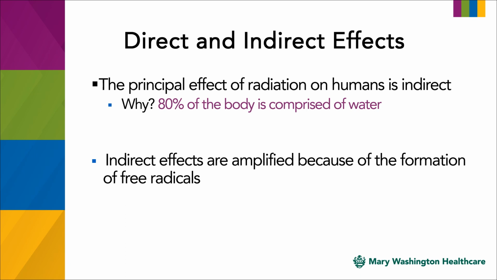The principal effect of radiation on humans is indirect, and the reason why is because 80% of the body is comprised of water. Less than 1% is DNA. So there are going to be a whole lot more interactions which are indirect than direct. And the indirect effects are amplified because of the formation of free radicals also.